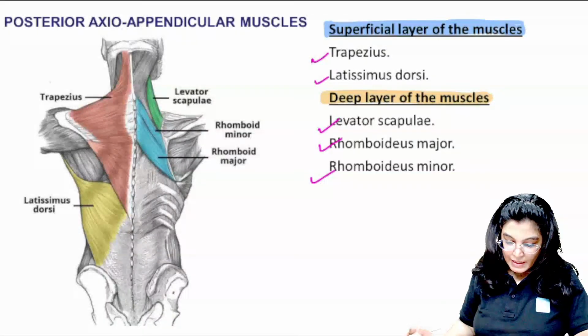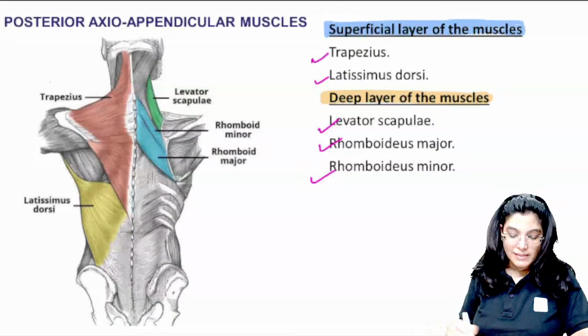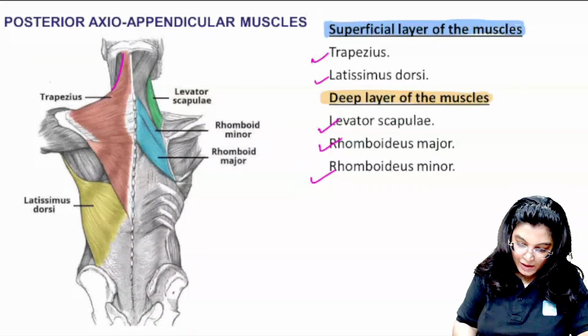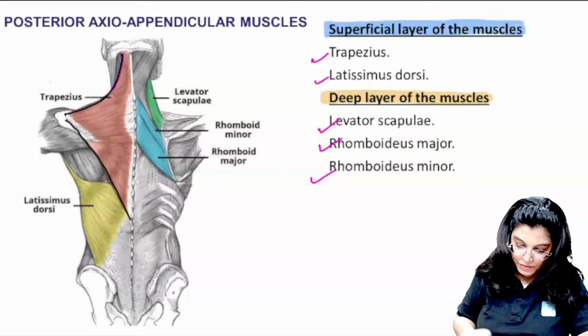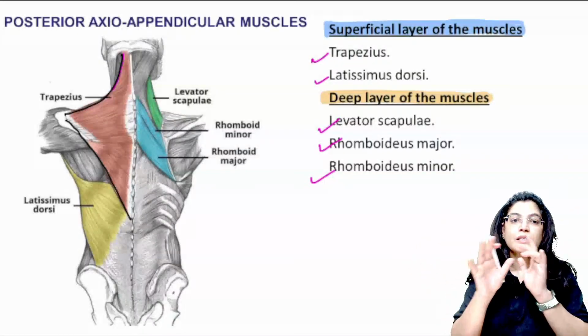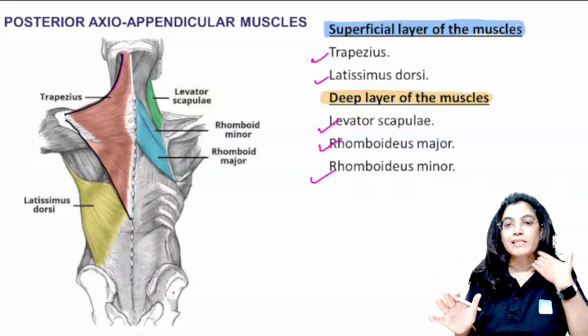In this diagram, we can see the trapezius and latissimus. Can you appreciate this triangular muscle shape? This is the trapezius muscle, and when we join the trapezius muscles of the two sides, the shape is like a trapezoid. So it is called the trapezius muscle.